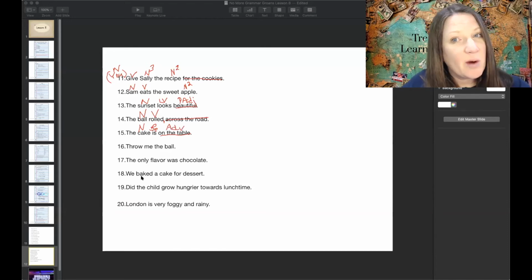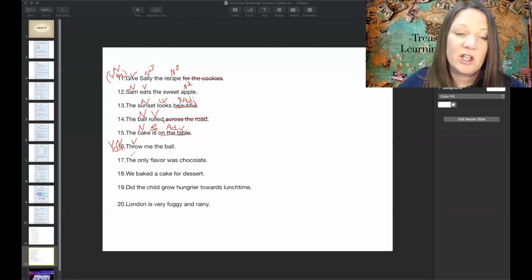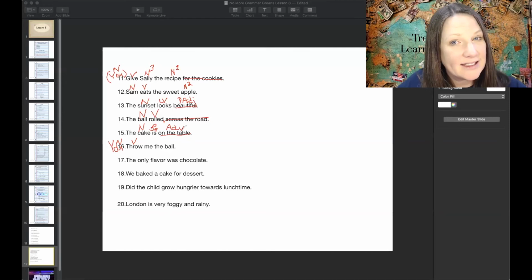Number 16, throw me the ball. Throw is a verb. What's the subject? Did you say me? Me throw the ball? Does that make sense? No. Who throws the ball? Who throws? Again, we have that understood you. You is the subject. You throw what? Ball. To whom? Me. Noun, verb, noun 3, noun 2.